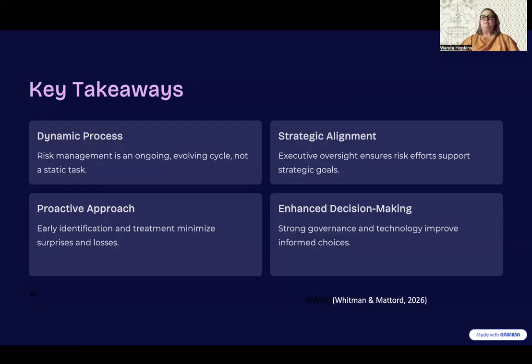The risk management process requires strategic alignment. Your executive oversight ensures the risk efforts support your strategic goals. Every organization should not adopt the same risk management framework and process. Rather, each should decide what will work best given the mission, values, goals, and other contexts of your organization.